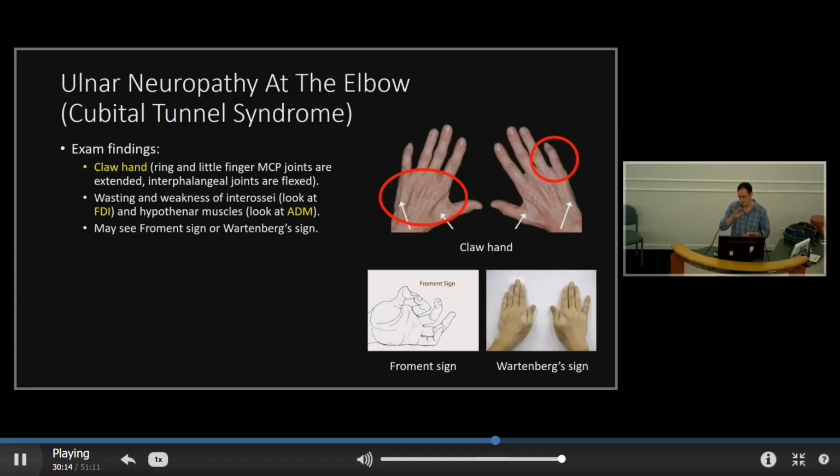And then there's Wartenberg's sign, which is, again, weakness of the interossei, meaning they can't really bring that pinky in. So there's another muscle that brings the pinky out, and it's unopposed. So the pinky will be sticking out, and it gets annoying if they try to put their hand in their pocket. They might complain that my pinky keeps getting stuck on things.